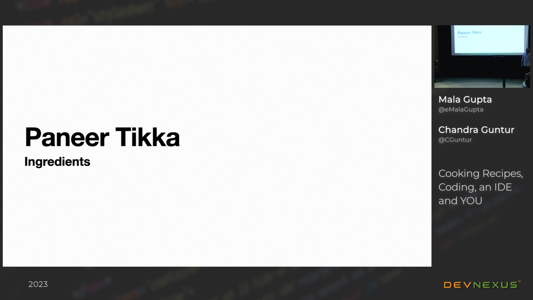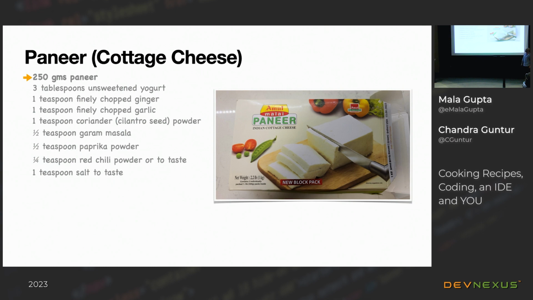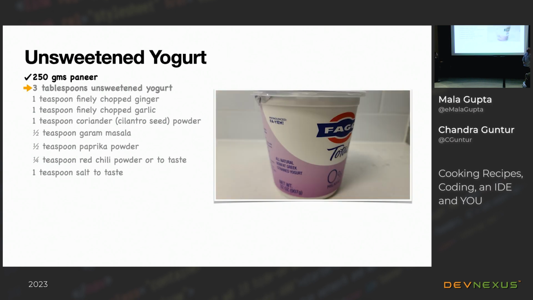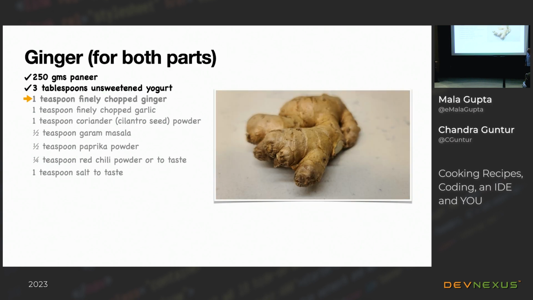So let's start with checking the ingredients. Chandra, are you ready? I am ready. Okay, so here's my list. So the first item that we need to check is, do you have the paneer? Paneer, cottage cheese, yes, we have some. Okay, so where's your bag? Where are you looking? Okay, that's okay. So do you have the yogurt? I believe we have yogurt too. Okay, so do we have the ginger? Yes, we have enough ginger for both parts of the recipe, so I'm just going to say yes now.